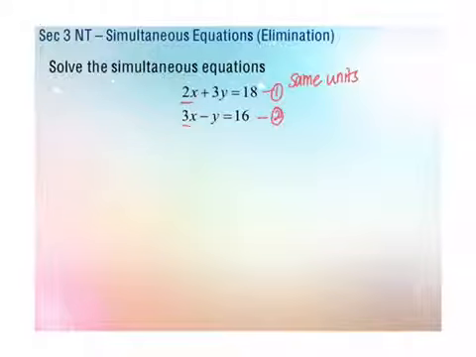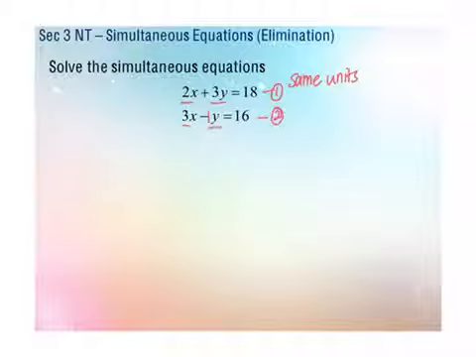Then if I were to look at y, this is 3y, but this is y, 1 unit of y, but it's negative. So in this case, if I were to make the y the same number of units, I'll just need to take equation 2 times 3. So therefore, equation 2 times 3 will be an easier way to do the answer.